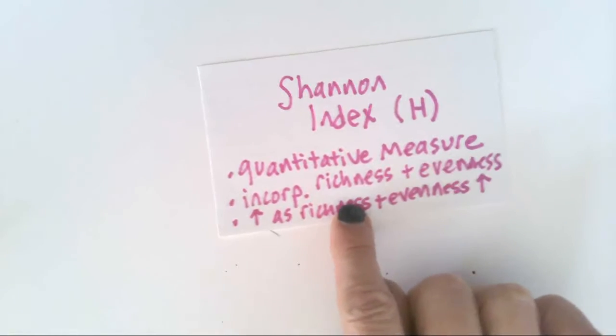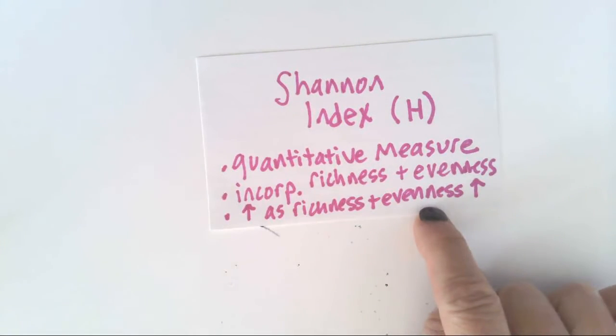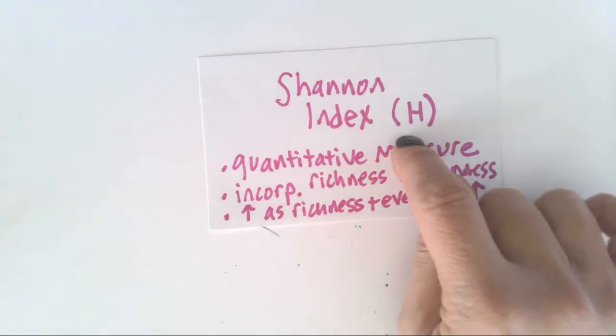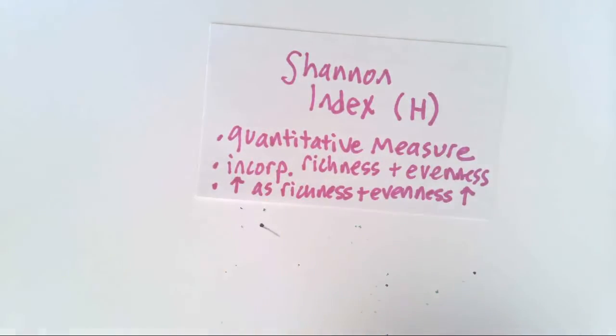So generally what we find is that if richness is high and evenness is high, then the Shannon index is high. Okay? There are drawbacks to this as well.